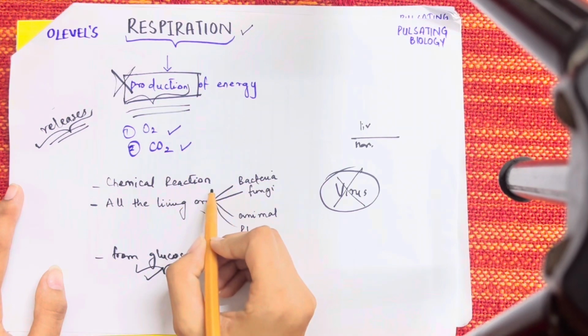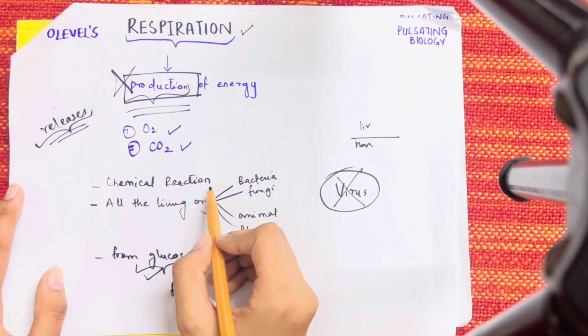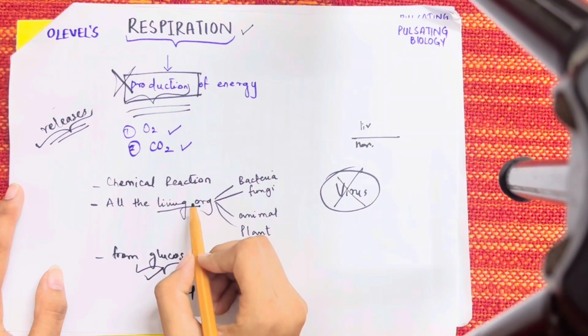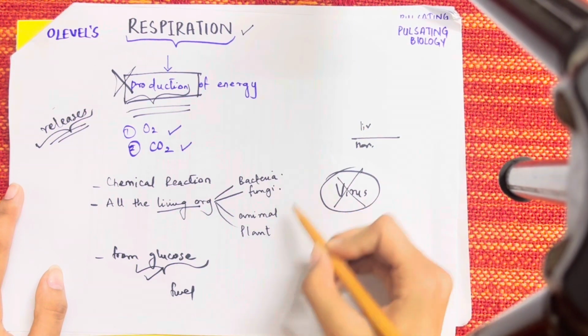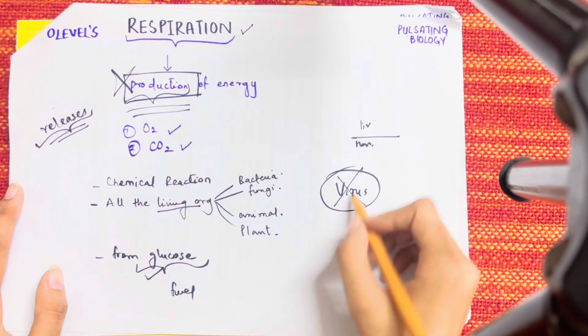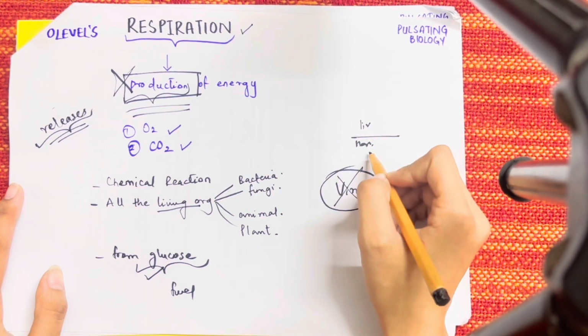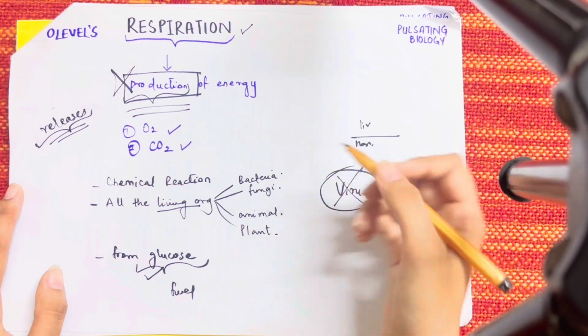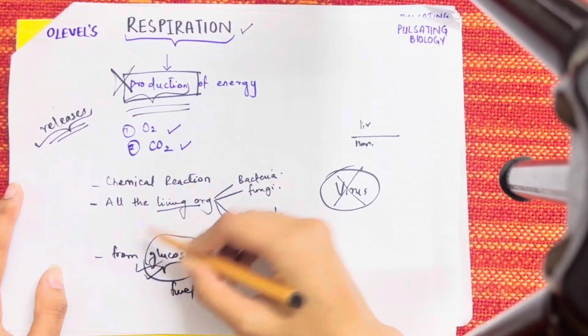There are all sorts of chemical reactions taking place in the body of a living organism. By living organism, we mean bacteria, fungi, animals and plants, but we do not include viruses because viruses are considered on the borderline of living and non-living organisms. And the fuel that is obtained by respiration is glucose.